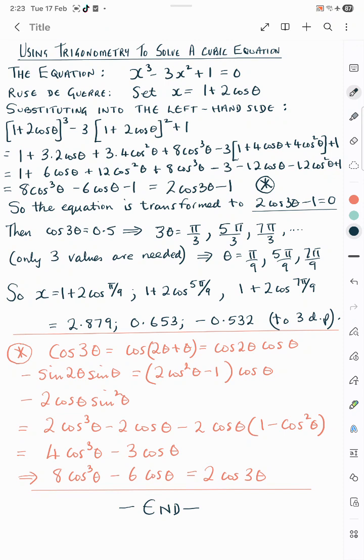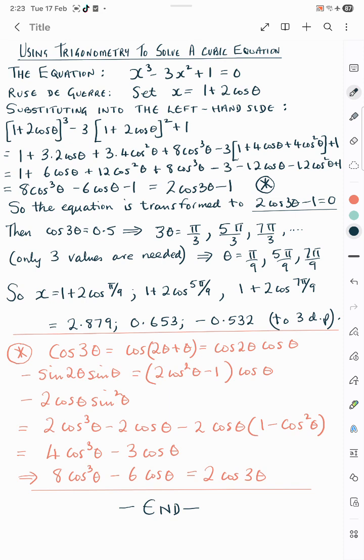Now, the little ruse de guerre that we're going to use here is to set x equal to 1 plus 2 cos theta. Now, don't scratch your heads wondering where on earth that came from. If you have this question on an examination, 99 times out of 100, they will suggest that method to you.